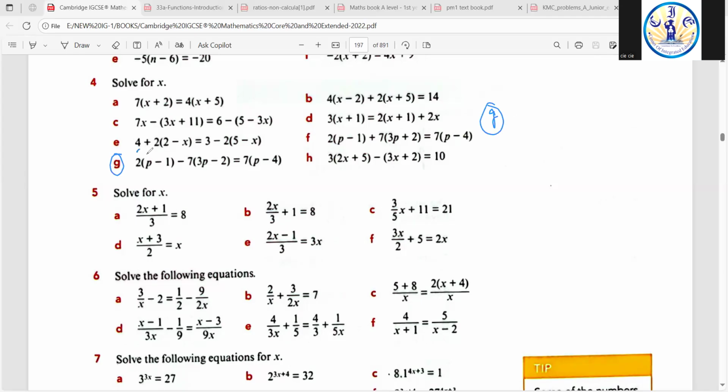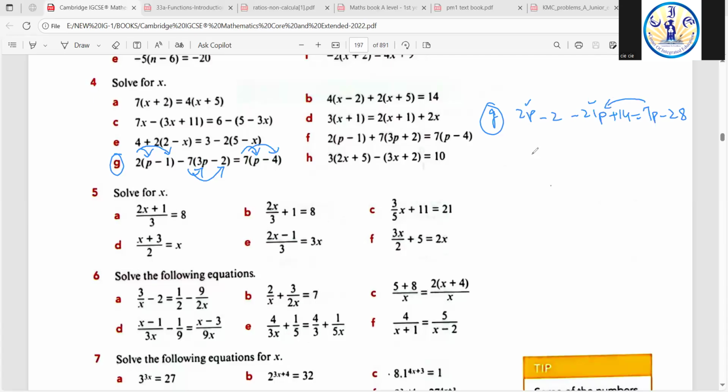Now 2 is to be multiplied with p to give me 2p. Then 2 is to be multiplied with negative 1, that gives me negative 2. Now negative 7 times 3p is negative 21p, and then negative 7 times negative 2 is positive 14. And on the right side, 7p minus 28.